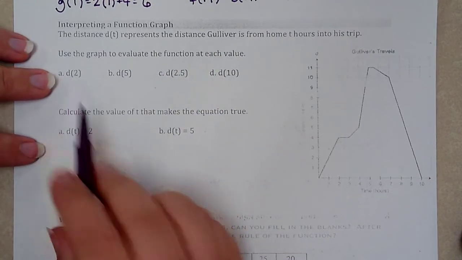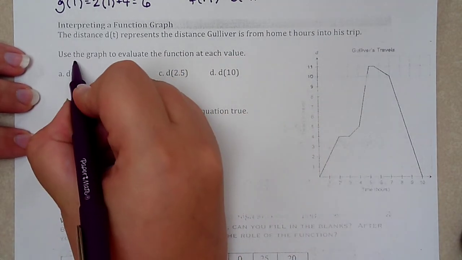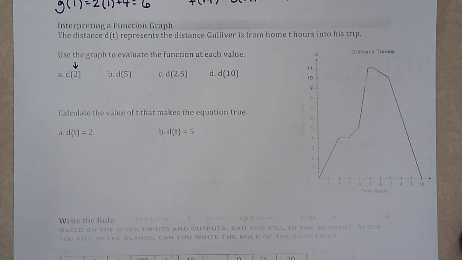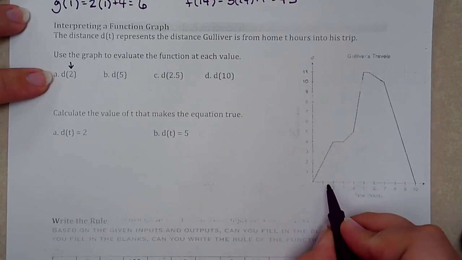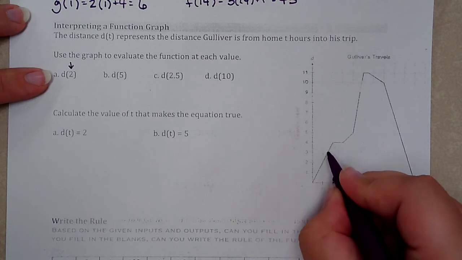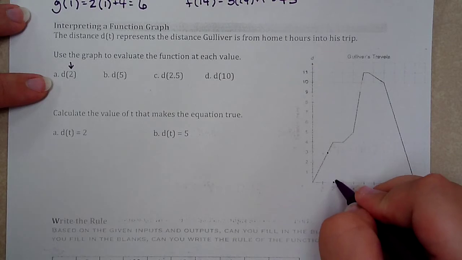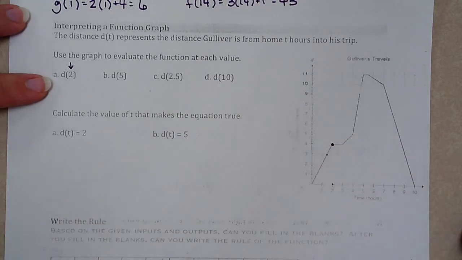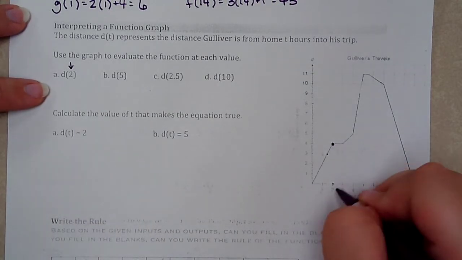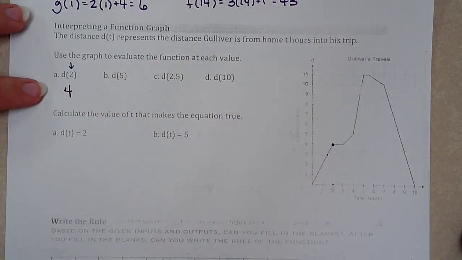At d of 2. Well, remember from our previous page that the number inside of the function notation is our x value, and whatever it equals is our y value. So what this is asking me to do is go over to my graph and say, at 2 in my x, what is my y value? Well, at d of 2, I actually did this wrong. That's actually my d of 2 value. When I go straight up on the graph, my y is actually 4.